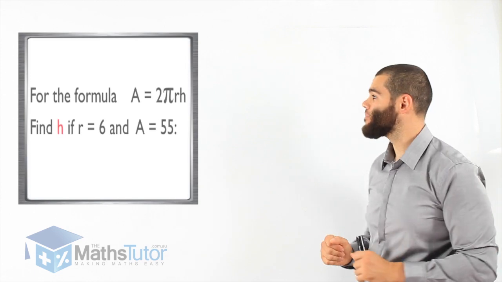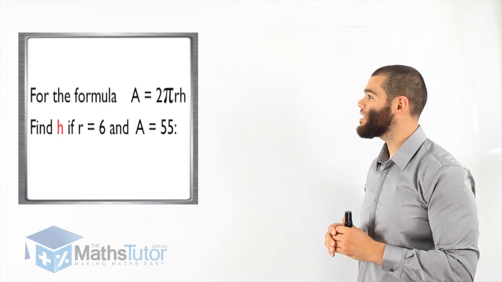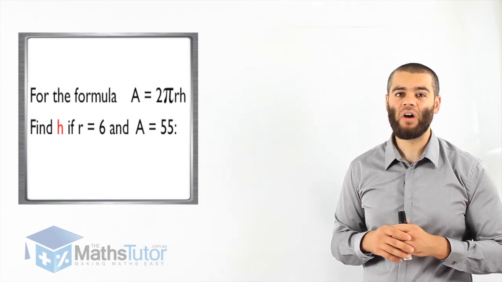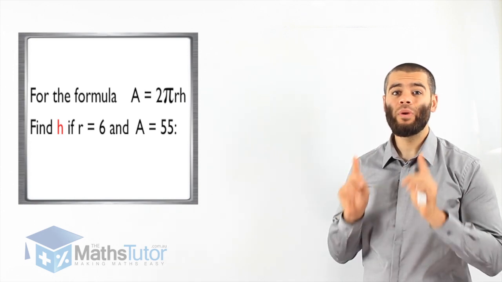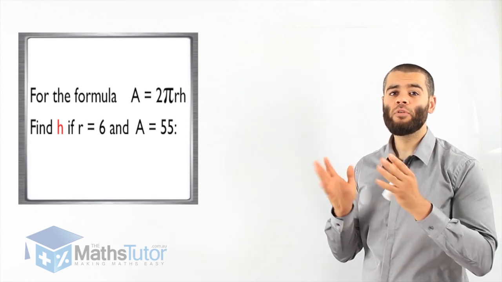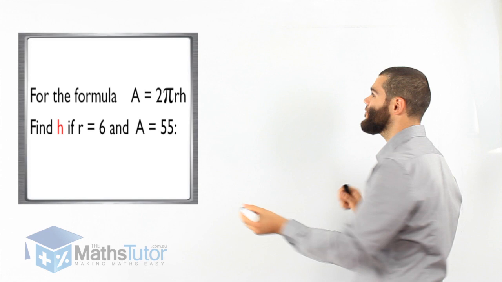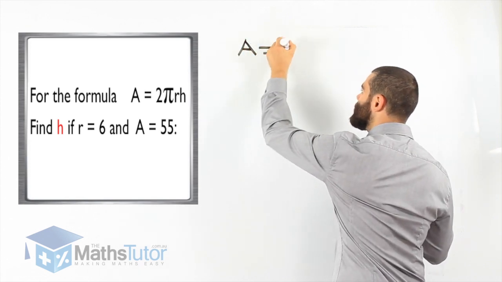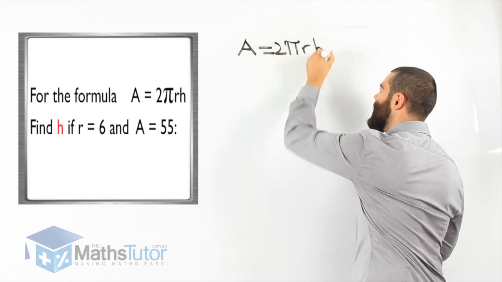For the next formula, A equals 2 pi r H. Find H if R is 6 and A is 55. Once again, what do we do? We have to substitute the information we have into our formula first before we can complete it. So we have our formula. A equals 2 pi r H.